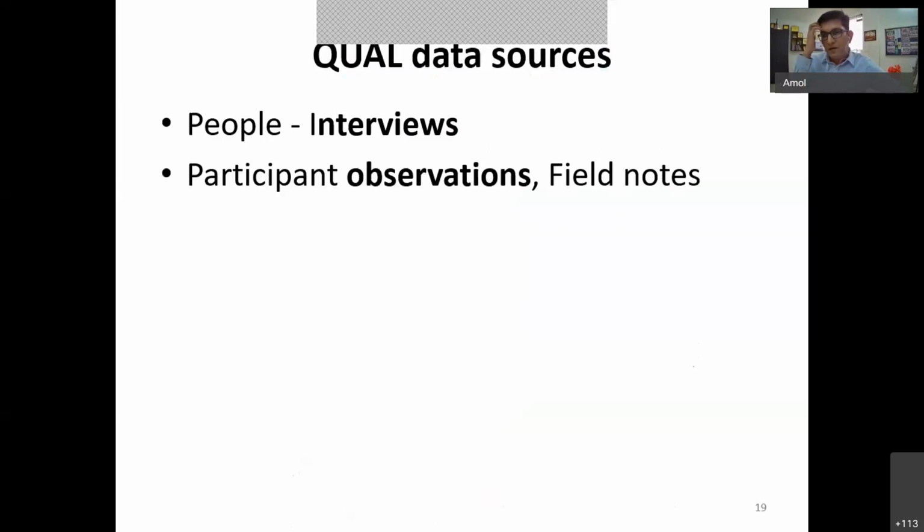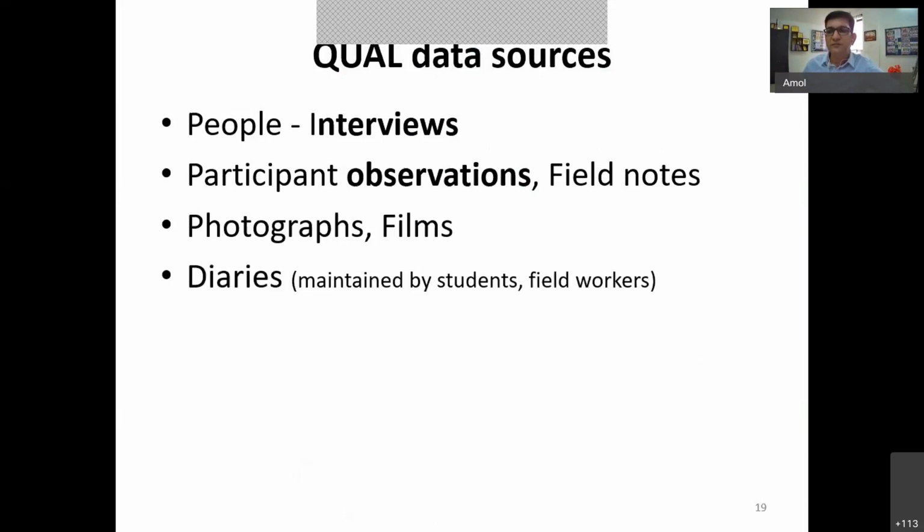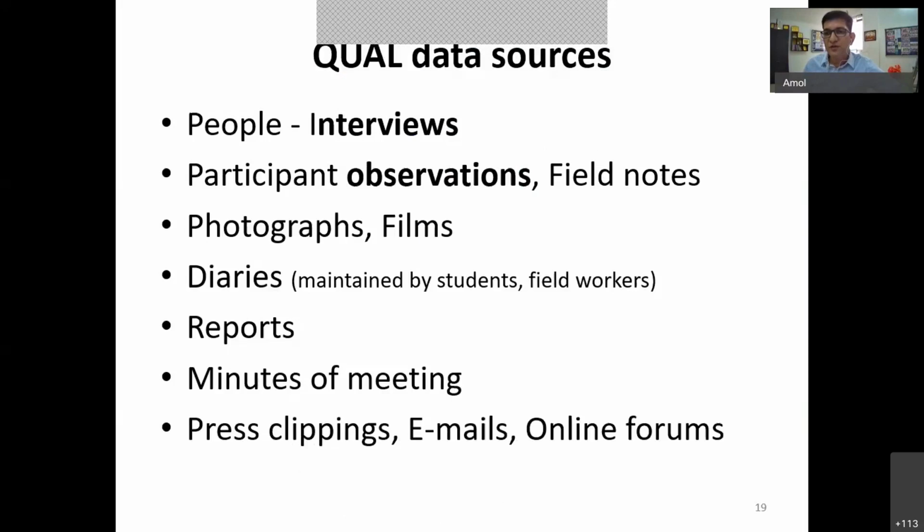Participant observation: in hospital rounds or at your workplace, we do observations of human behaviors. We do observations on your patients and their caregivers. Field notes or notes taken during your clinical practice, and reflections written by students during their postings, can be a good source of qualitative data. Photographs and films are sources of qualitative data. Diaries maintained by students or by field workers are qualitative data. Reports submitted, minutes of the meetings, press clippings, emails, online forms, everything is a qualitative source of data.